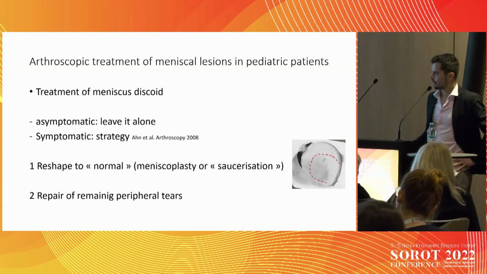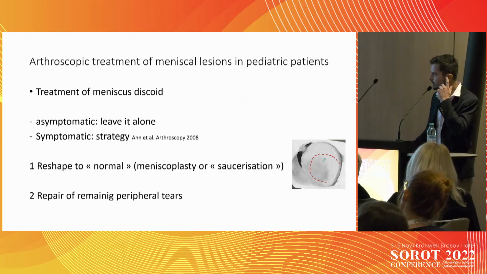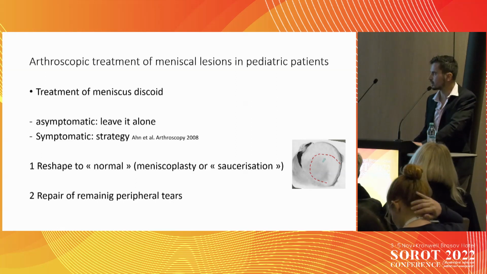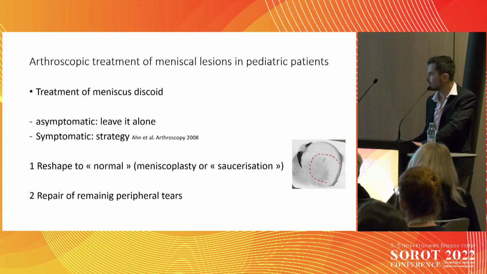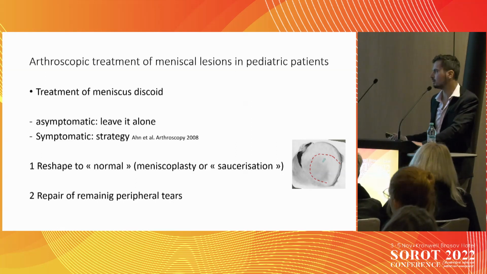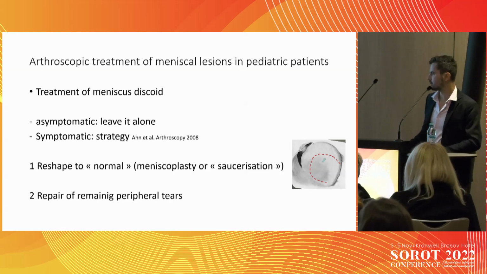For the treatment, for the asymptomatic, leave it alone, very important. Don't make an intervention with an asymptomatic patient. For the symptomatic strategy, in the first step, reshape to normal, meniscoplasty or saucerization. We do the saucerization to have a normal anatomy after. And in a second time, repair of the remaining peripheral tear, the instability, like this, posterior instability.